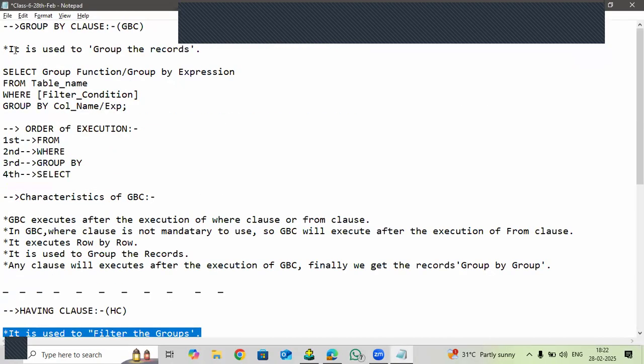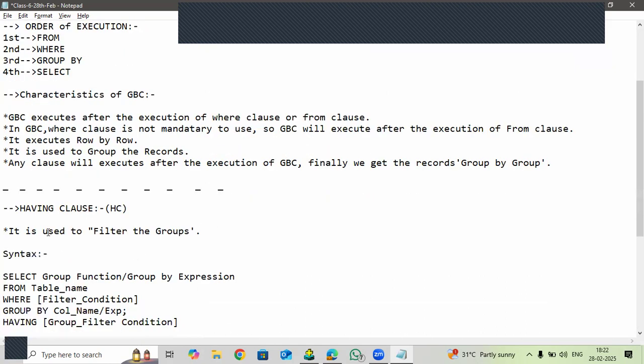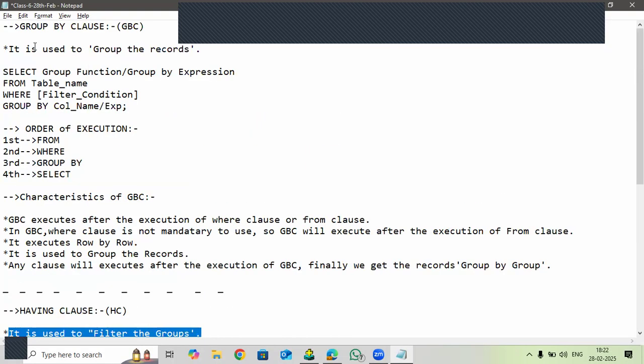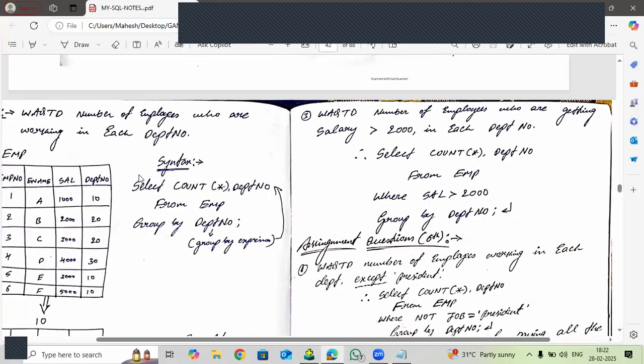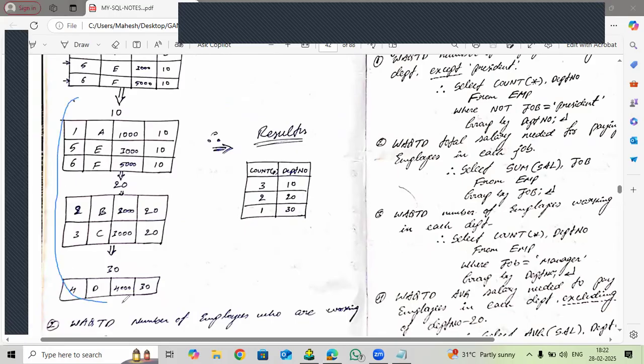See, previously group by clause is used to group the records. So whatever the records that have been grouped, to filter that, we have to use having clause. I'll show how to group. So this is how it was grouped: department number 10, 20, 30 separately.